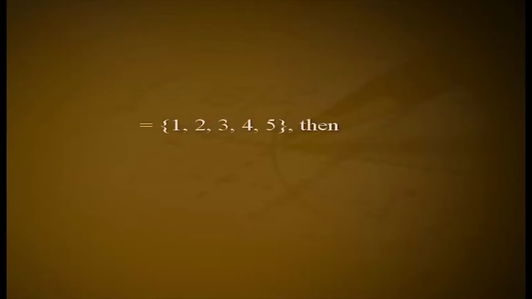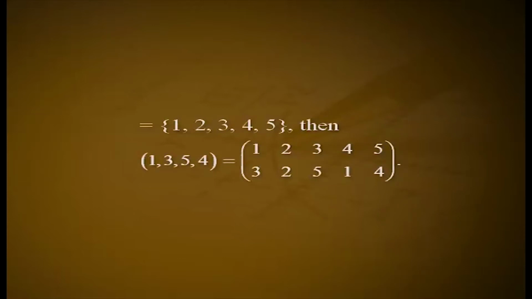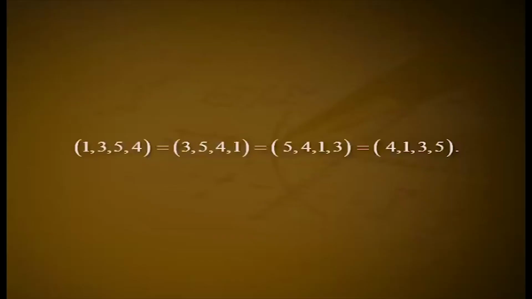Example 1. If A is the set {1, 2, 3, 4, 5}, then (1, 3, 5, 4) is equal to the permutation 1→3, 2→2, 3→5, 4→1, 5→4. Observe that (1, 3, 5, 4) is equal to (3, 5, 4, 1), which is equal to (5, 4, 1, 3), which is equal to (4, 1, 3, 5). Example 2. In S6, the cycle (1, 5) denotes the permutation 1→5, 2→2, 3→3, 4→4, 5→1, 6→6.